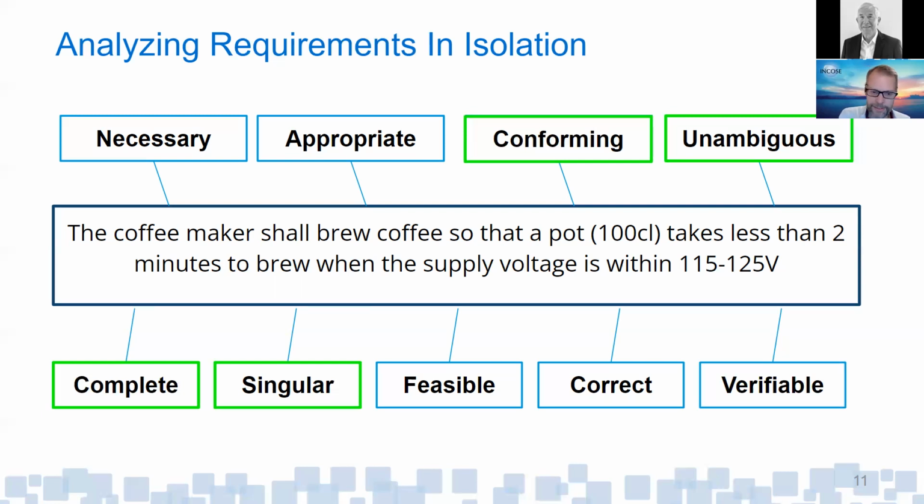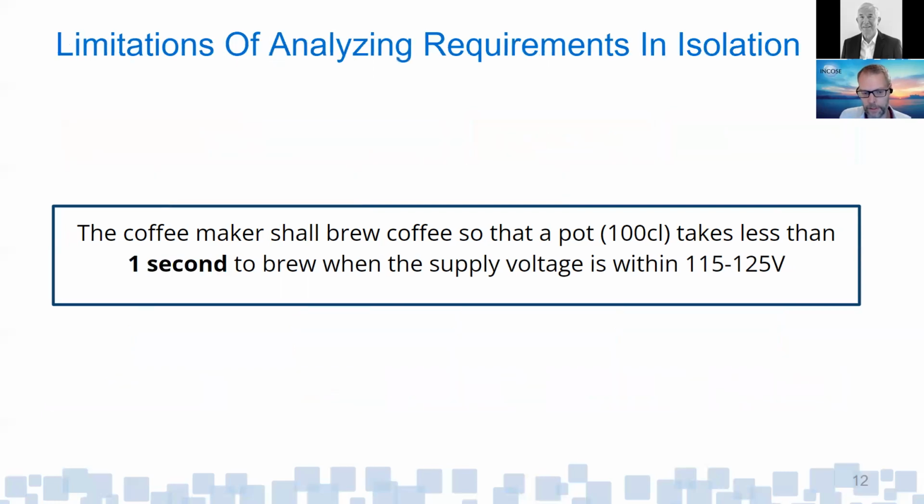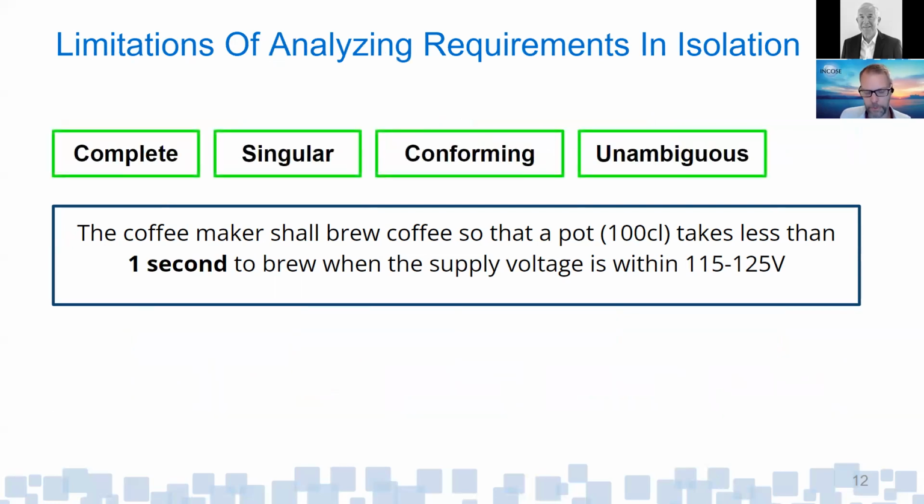So let's look at an example where we have a requirement that doesn't look as good. I mean, this is a correct requirement, but not a requirement of good quality. But let's take this one. It's basically the same requirement, but here we're asking to brew coffee at kind of ludicrous speed of 1 second. If we run this through the quality analysis, we probably get a thumbs up on the characteristics that we can assess. It's still complete, singular, conforming, and unambiguous.